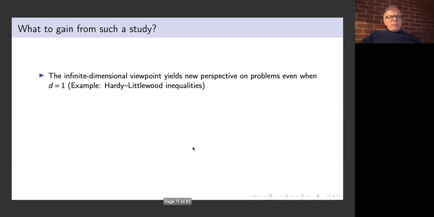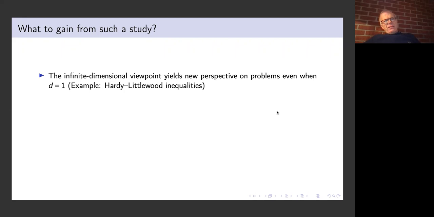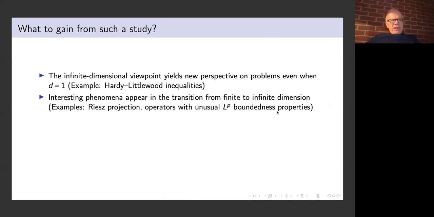On this slide, I'm trying to say what one could possibly gain from taking this viewpoint. The first point I wish to make is that taking this infinite dimensional viewpoint, which begins with Bayart and Helson, you get a new perspective on problems, even in dimension one. So you see problems in dimension one that you didn't see before. And the prime example of that is what I will call Hardy-Littlewood inequalities. So that's one aspect of it. Then there are very interesting phenomena appearing in the transition from finite to infinite dimension. And the example I will use for that is Riesz projection, with operators with quite unusual L^p boundedness properties.